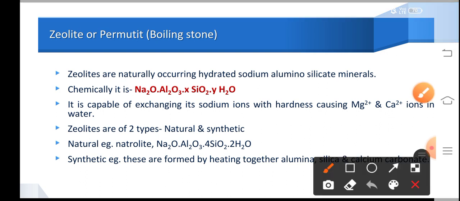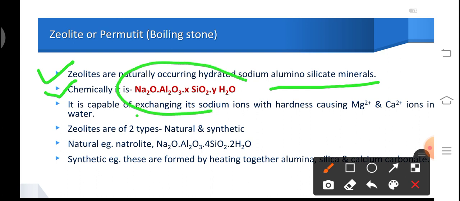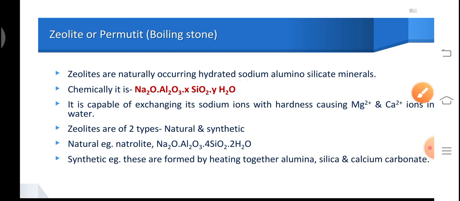Now let us learn more about zeolite. So what are zeolites? Zeolites are naturally occurring hydrated sodium aluminosilicate minerals. Chemically, zeolites are Na2O·Al2O3·xSiO2·yH2O. Here, the number of SiO2 and the number of water molecules can vary. So here X represents a number from 2 to 10, whereas Y represents a number from 2 to 6.